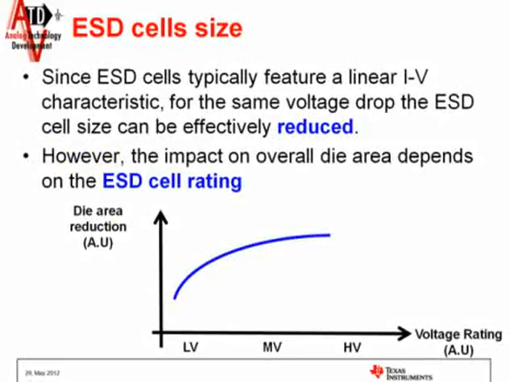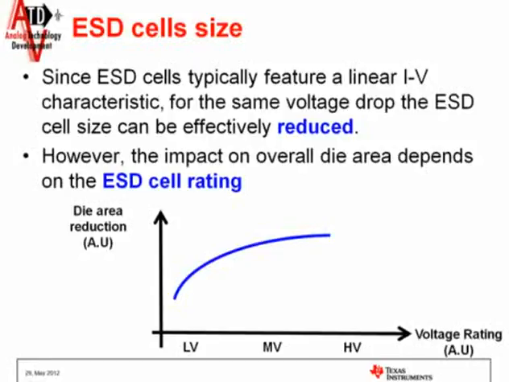How about ESD cell size? It's pretty obvious. You're saying, why? We are designing for meeting 2 kV HBM. So now you are designing for meeting 1 kV HBM. So then the ESD cell would be smaller.